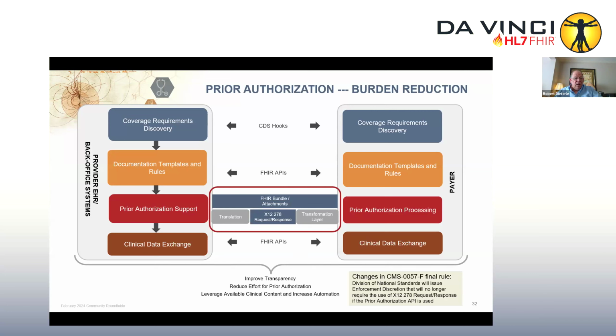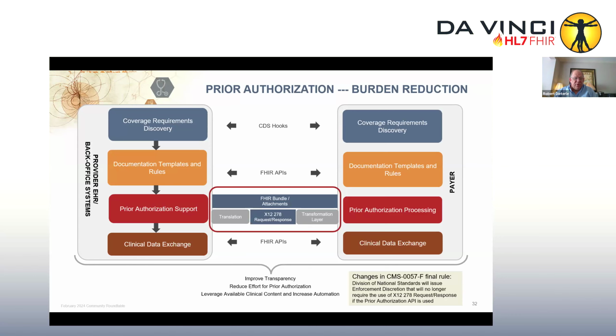With the new final rule, the 0057 final rule, there is an indication that the Division of National Standards will be issuing an enforcement discretion that if you're implementing the prior authorization APIs described in the final rule, you no longer have to use the X12 278.